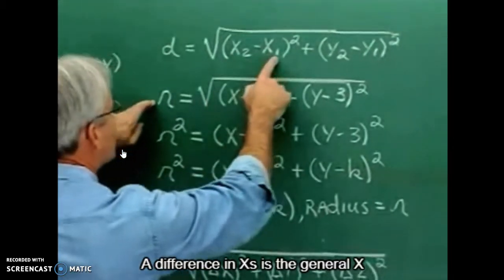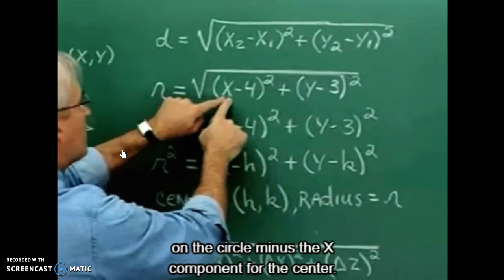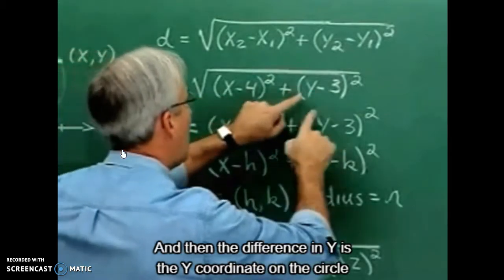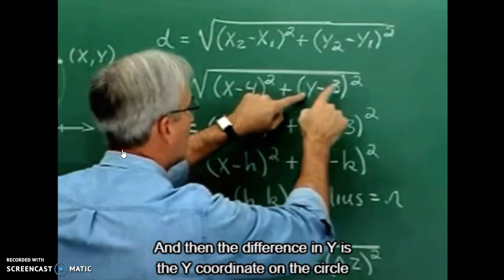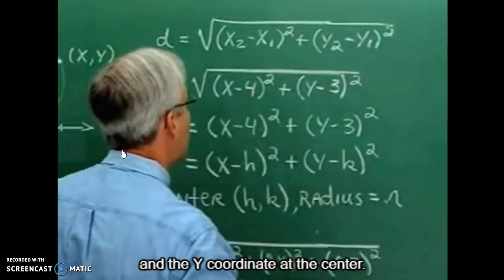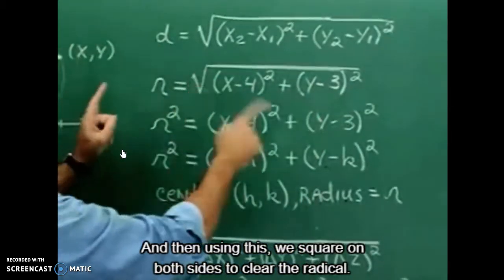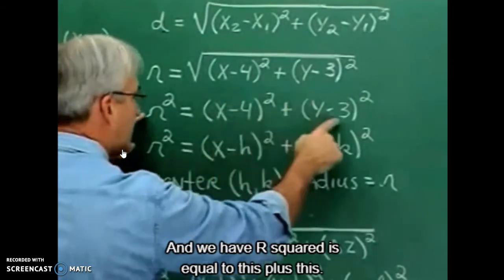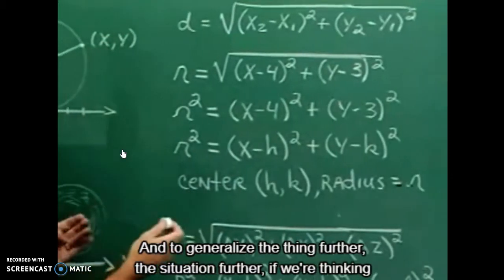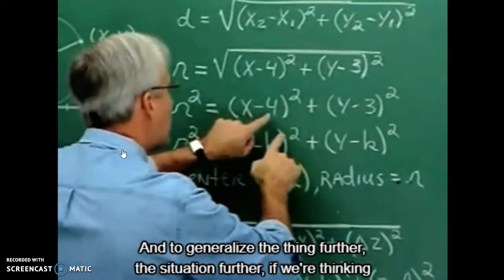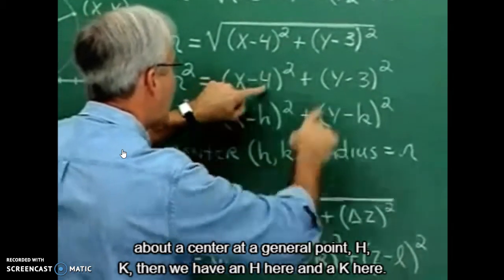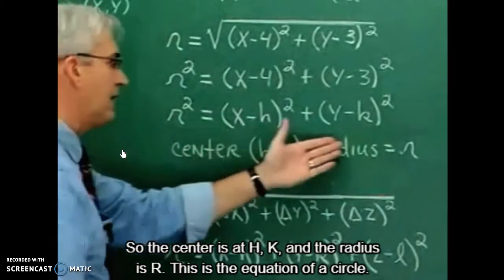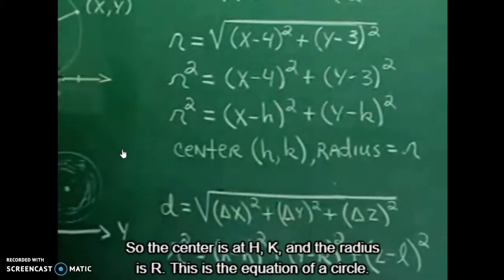A difference in x's is the general x on the circle minus the x component for the center. And then the difference in y is the y coordinate on the circle and the y coordinate at the center. And then using this, we square on both sides to clear the radical, and we have r squared is equal to this plus this. And to generalize the situation further, if we're thinking about a center at a general point hk, then we have an h here and a k here. So the center is at hk and the radius is r. This is the equation of a circle.